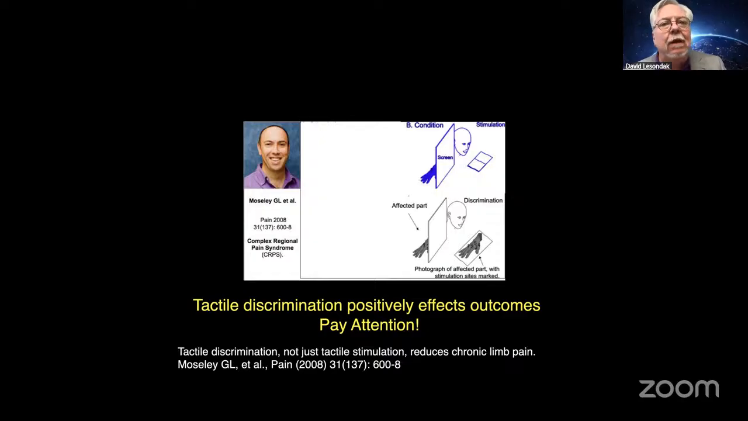What does this mean? What is this telling us? How should this change how we think about our therapies and how we employ them? But wait, there's more.